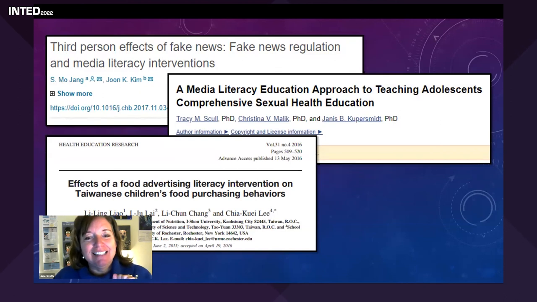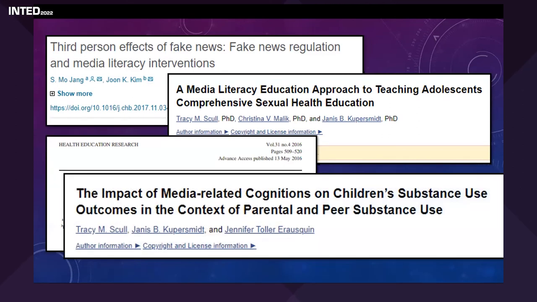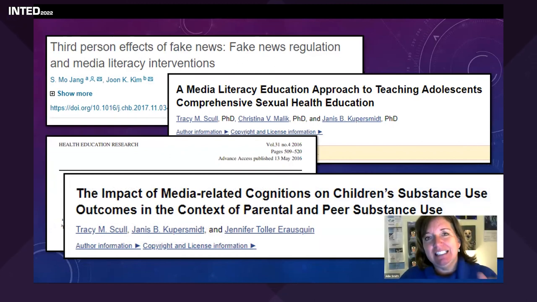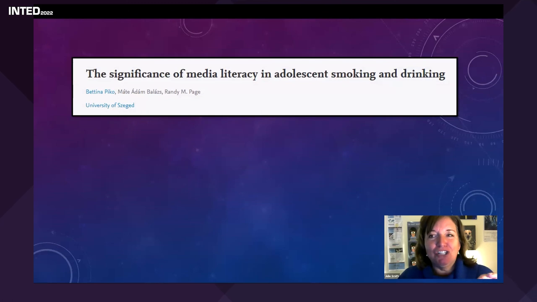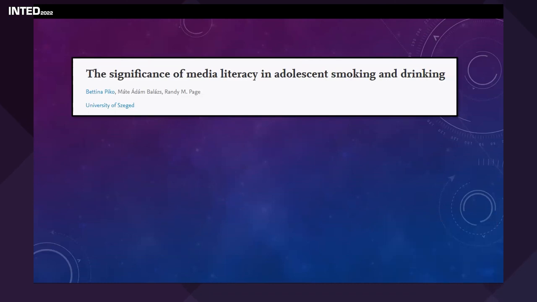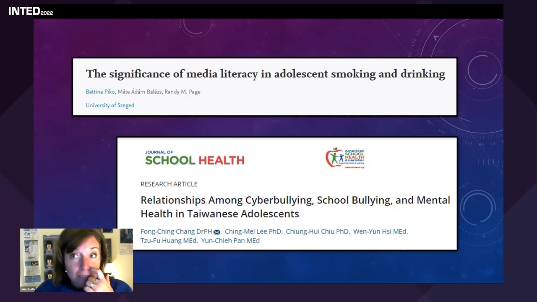If students have media literacy education, they're less likely to fall for food ads for unhealthy foods. If students have media literacy education, they're less likely to have alcohol and drug abuse. If students have media literacy education, they're less likely to fall for cigarette ads, and now especially vaping ads. If students have media literacy education, they're less likely to be victims online of cyberbullying and harassment, and more likely to take control and their agency of their online profiles.